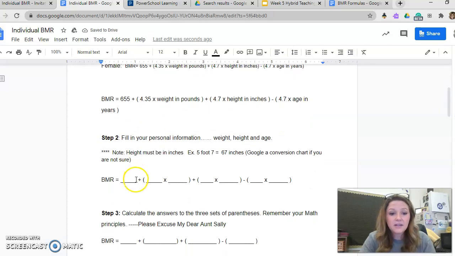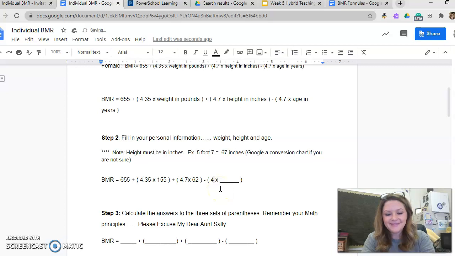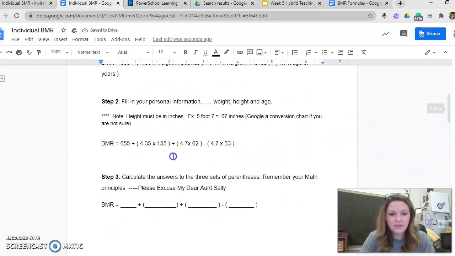All right, so now let's fill in our personal information. So once again, personal information is 4.35 times my weight in pounds. And then we're adding times my height. Yes, I'm very short. Some of you are probably taller than I am. I'm 33. So there's what my formula would look like.